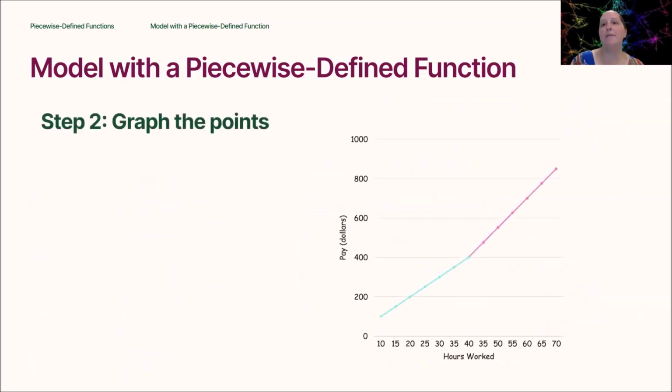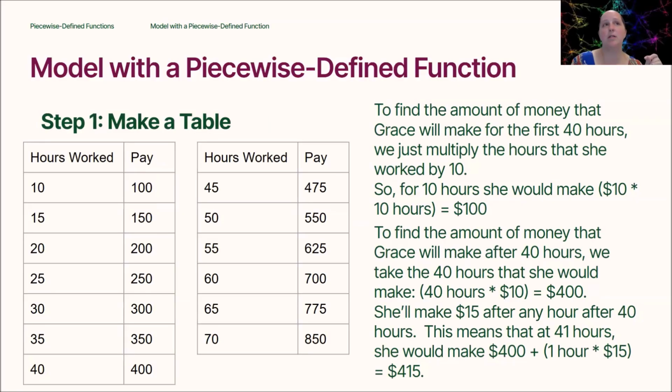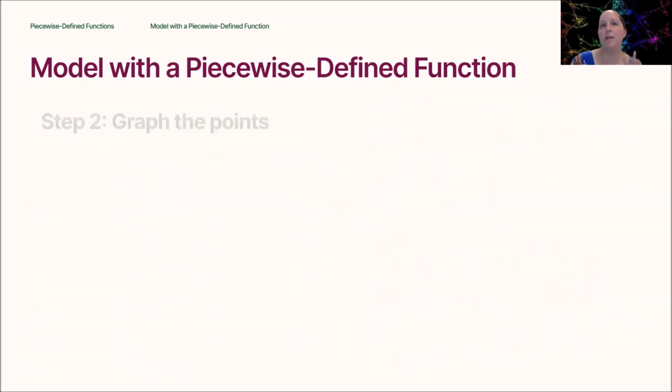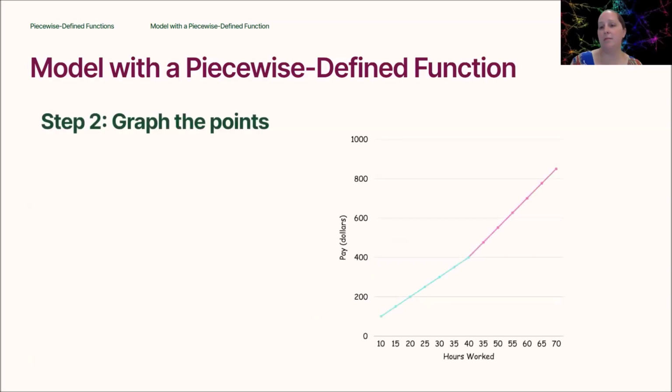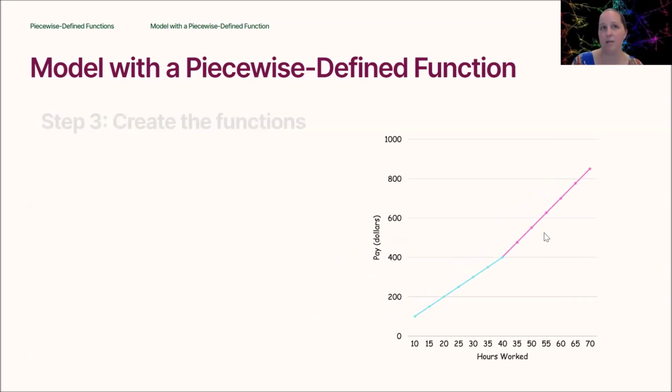Next, I want to graph some of the points. I took the table that I had and I graphed my points. I've got hours worked on the x-axis and how much she earned in dollars. You can see that there are 2 different lines here. There are 2 different slopes of a line. From 10 to 40 hours, she would have worked a specific amount and earned a specific amount for every hour. After 40 hours, she would earn more money.